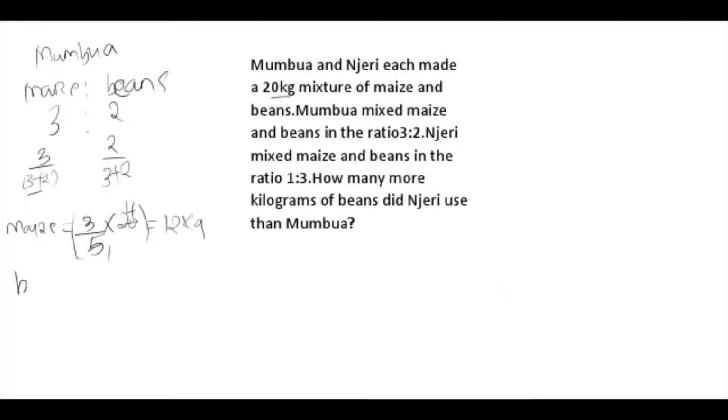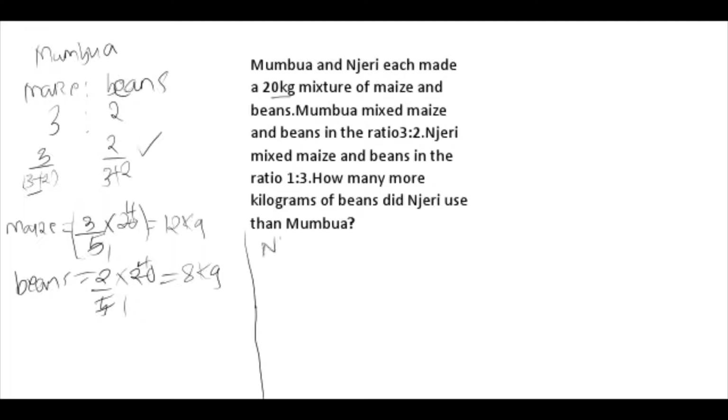Then for beans, we have 2 over 3 plus 2. So we have 2 over 5 of the total mixture, which is 20. So 20 divided by 5 is 4. 4 times 2 is equal to 8 kgs. So beans is 8 kgs.